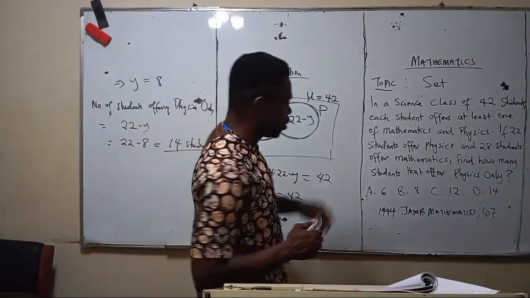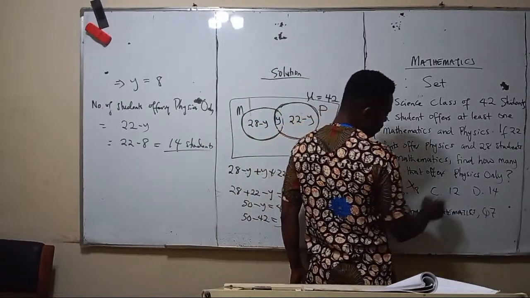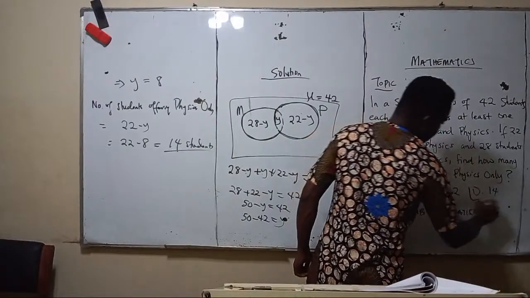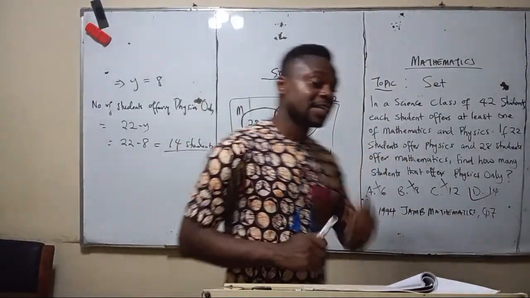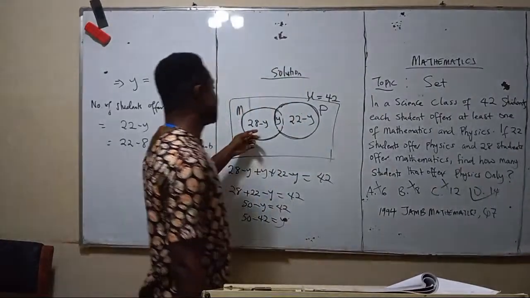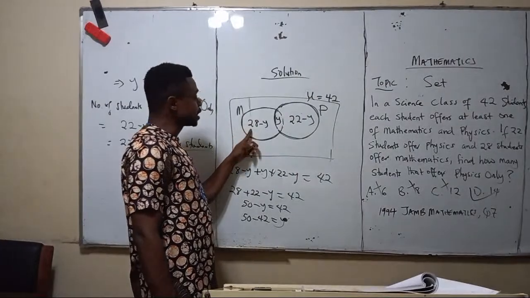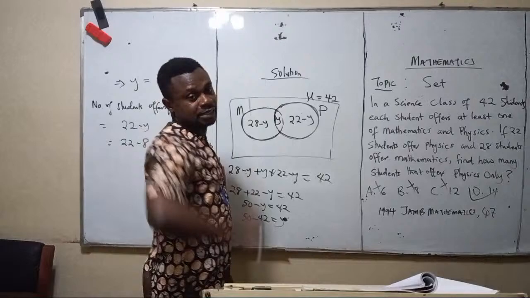So let's look at the options. Option A is 6, no. B, no. C, no. D, 14. So 14 students offer physics only. Now to get mathematics only: 28 minus 8 is 20 students. 20 students offer mathematics only.